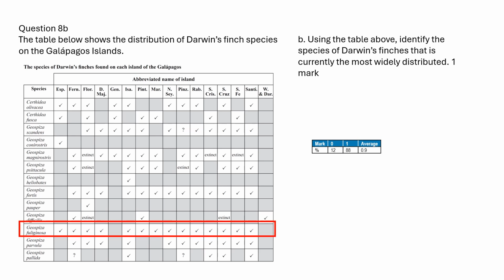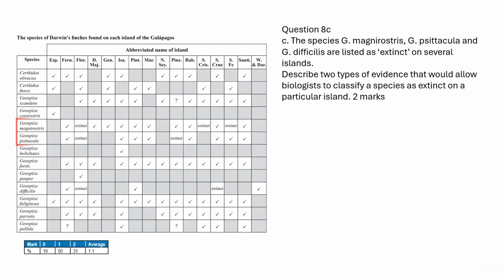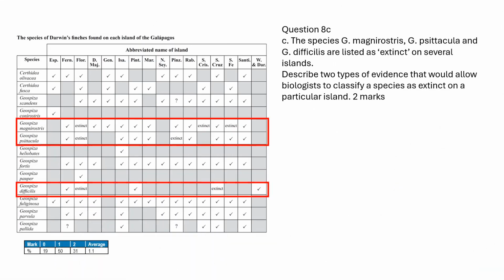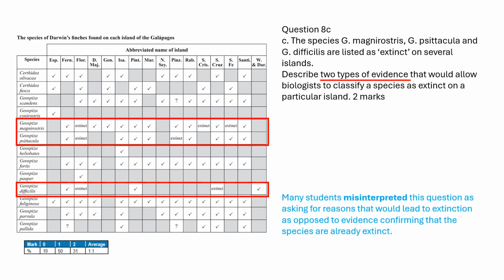Geospiza fuliginosa is distributed on 15 islands. This species is the most widely distributed. The three species are listed as extinct on several islands. The question asks for evidence of extinction, not why. Don't confuse evidence and why.